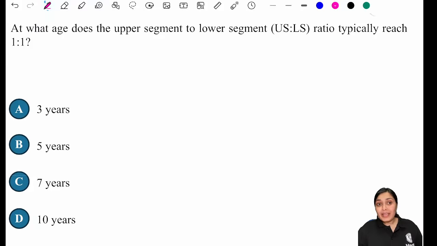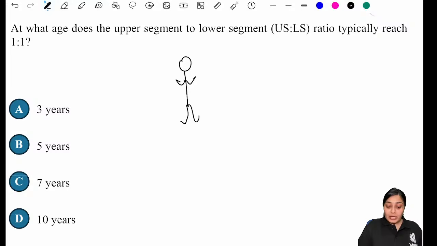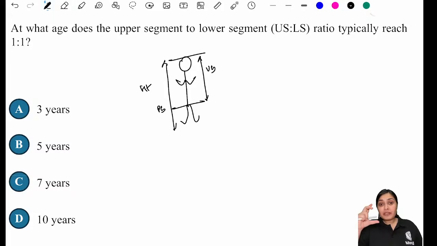At what age does the upper segment to lower segment ratio typically reach 1:1? The options we have are 3 years, 5 years, 7 years, 10 years. So what is this upper segment lower segment ratio? If I make the child stand up like this, from the head till the pubic symphysis, this is the upper segment. And if I subtract the upper segment from my total height, the remaining is the lower segment.